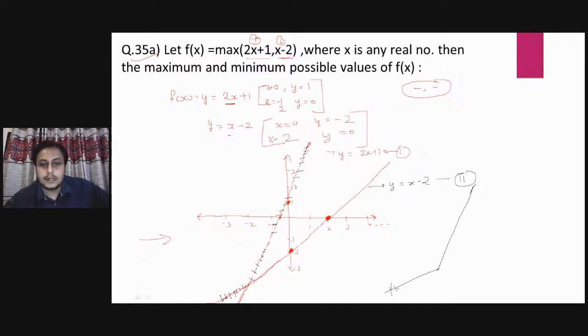Resultant graph should be like this, right? So guys, in this case, this should be the resultant graph. So guys, maximum value plus infinity, और कहाँ से जाएगा, minus infinity to plus infinity आ रहा है. So in this case, maximum value plus infinity, minimum value minus infinity.